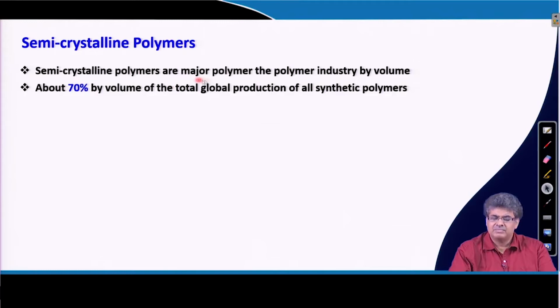Semi-crystalline polymers are the major polymers in the polymer industry. About 70% of the volume of the total global production of all synthetic polymers is semi-crystalline, which means that completely amorphous polymers account for about 30% by volume when you talk about the synthetic polymer industry.